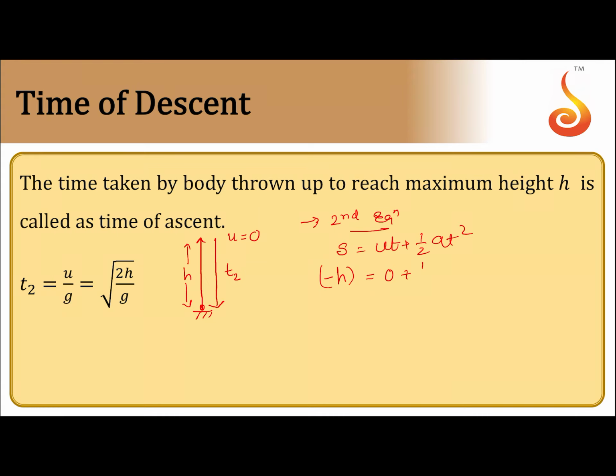U is 0 plus half minus g into t square, or we have t is equal to root of 2h divided by g. So, time of descent is square root of 2h divided by g. Now, this can also be written in what form? We can also write it as u divided by g, isn't it? This can also be written as u divided by g from the previous argument.